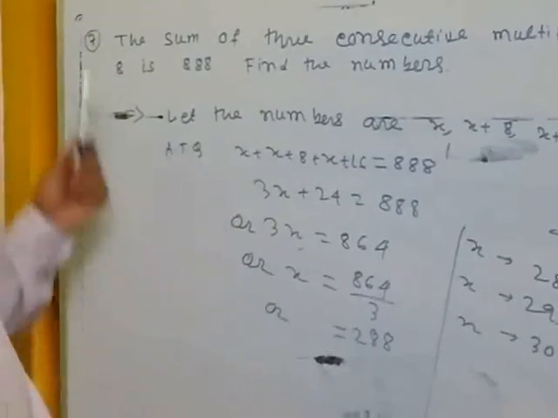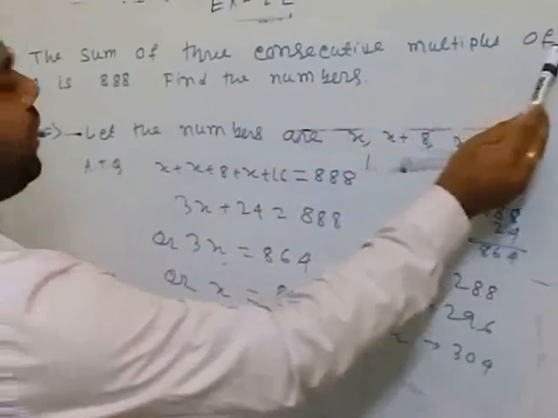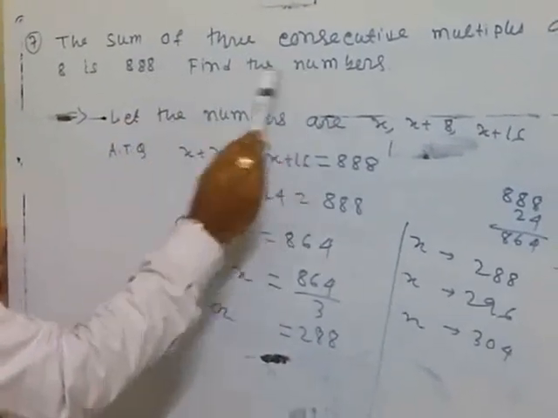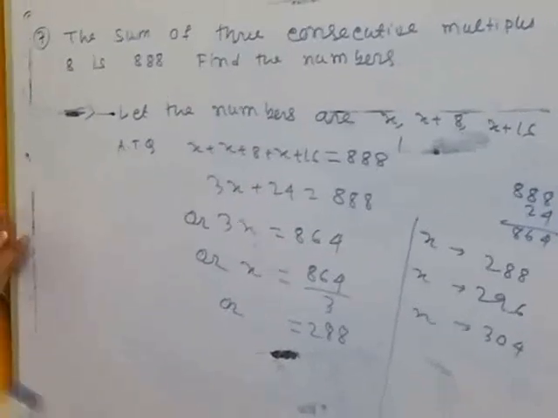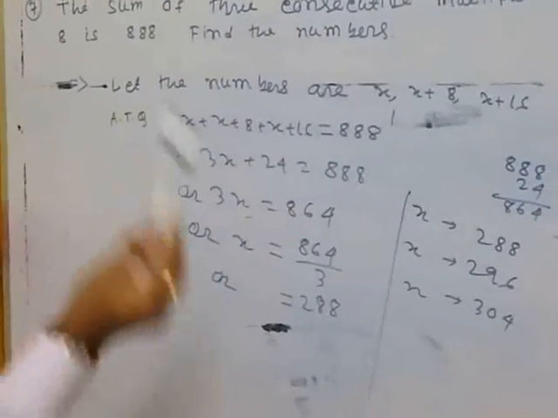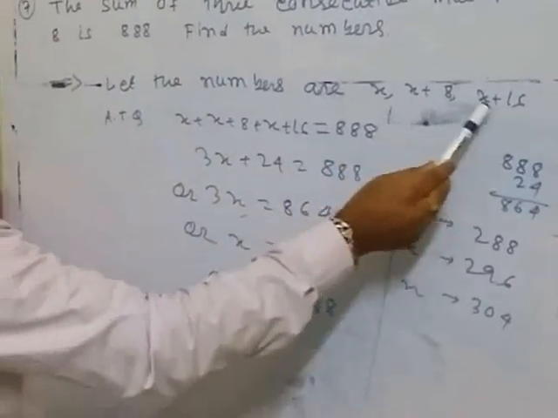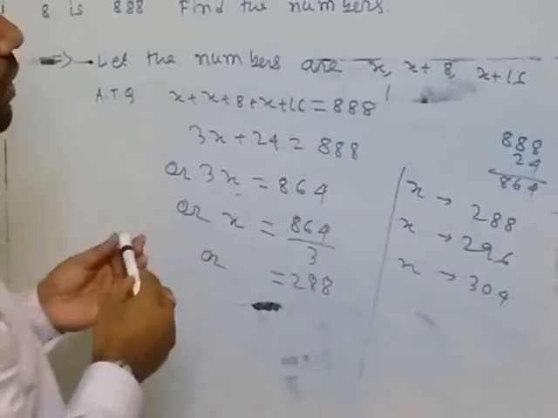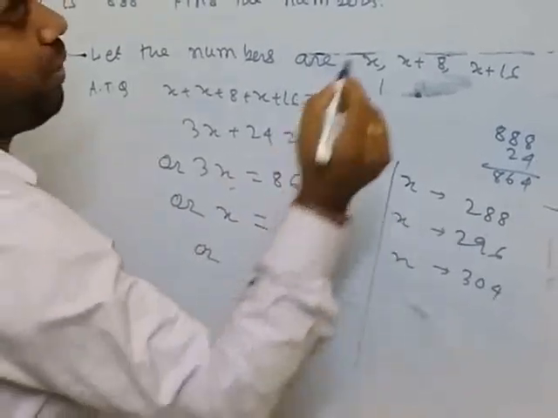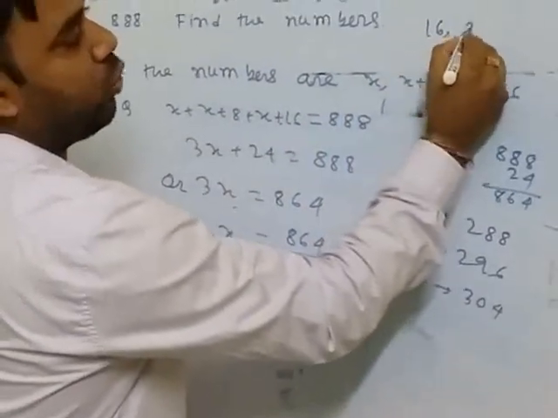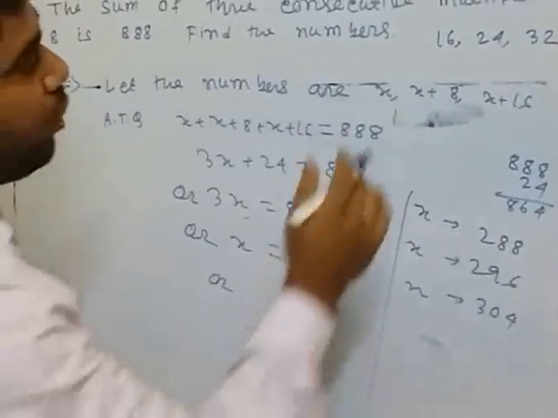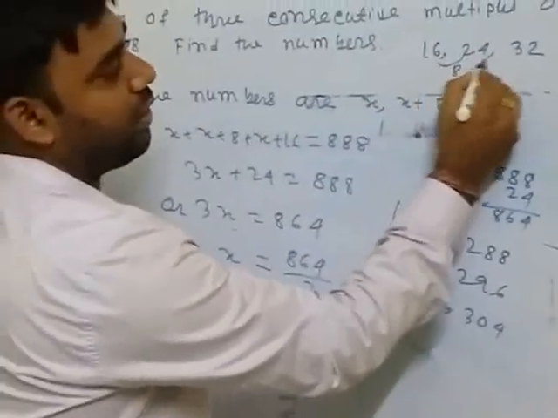Okay, in question number 7, the sum of 3 consecutive multiples of 8 is 888. Find the numbers. Numbers means multiples of 8, 3 multiples of 8. So the numbers are x, x plus 8 and x plus 16. Why this is, I am taking 3 multiples, that is 16, 24 and 32. These are the multiples of 8. So difference between these two, 8.